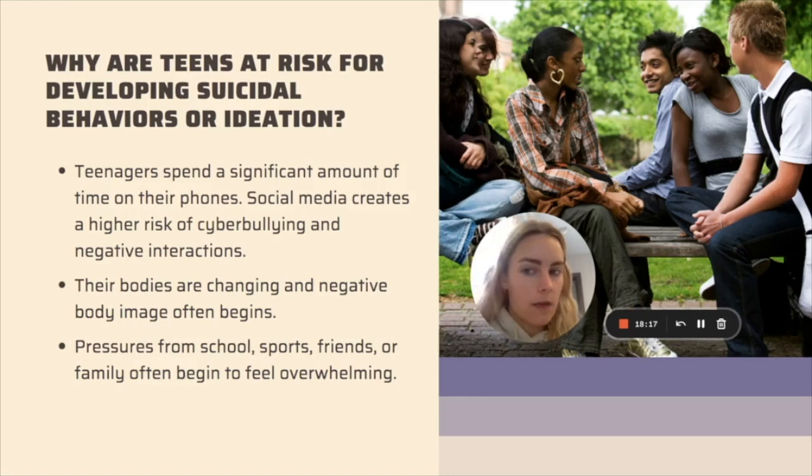So the first, teenagers spend a significant amount of time on their phones. When they're on these phones, social media creates a higher risk of cyberbullying and negative interactions. I would also add to that social media gives a place for teens to compare themselves to others, to analyze other people's lives, make assumptions about other people's lives, and then compare them to their own. There are definitely some applications that are higher risk than others for teens and for children. I would say the top 3 that I have witnessed become problematic are Snapchat, Instagram, and TikTok.